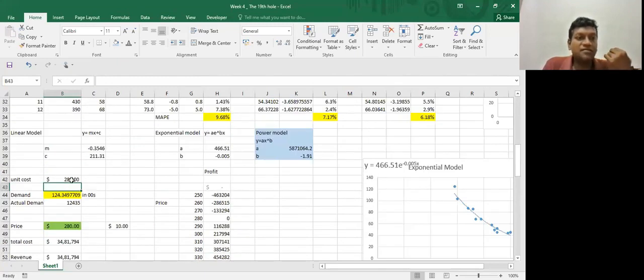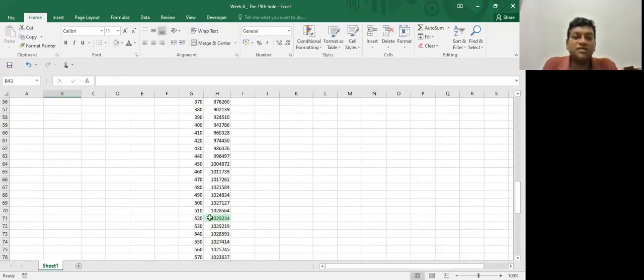Okay, and let's keep it at 250. And this is what it is. At 250, you should sell the product at 520, and it will give you a profit of $10,29,234.